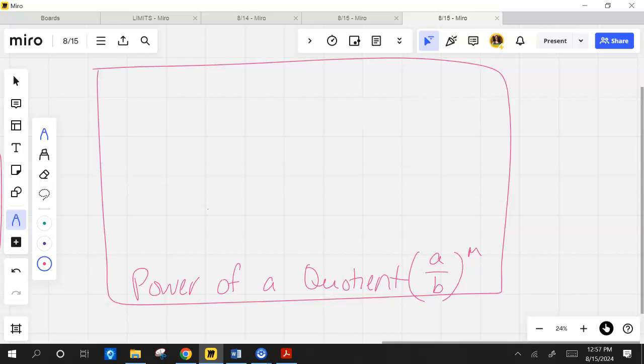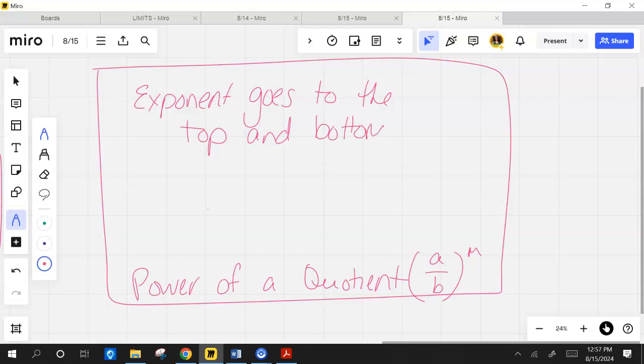Okay. Power of a quotient. If I am dividing, Max, dividing only, then the exponent goes to the top and bottom. When you're dividing, Salik, where does the exponent go? And bottom. Both places.